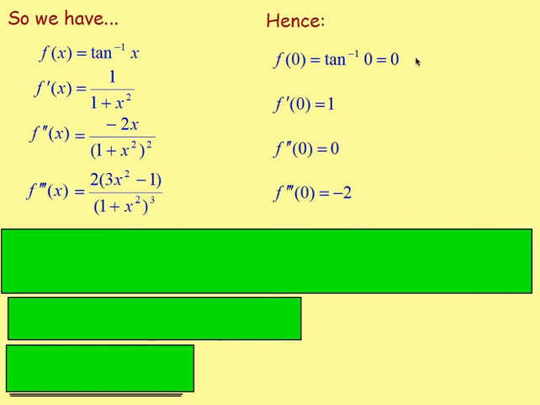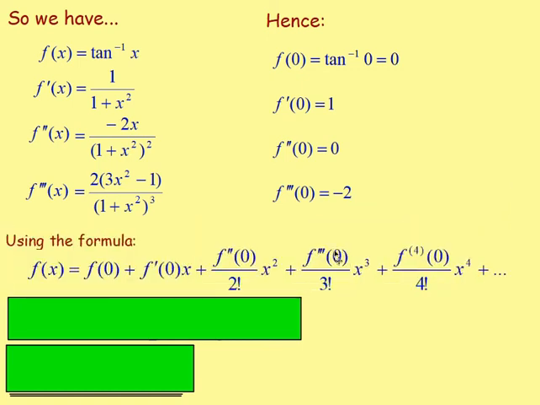So we've worked out f of 0, f dash 0, f double dash 0, and the third derivative when x is 0. We know once we have done that, we need to use the formula that is on the formula sheet for the Maclaurin series. So we can now replace f of 0, f dash 0, f double dash 0, and so on.